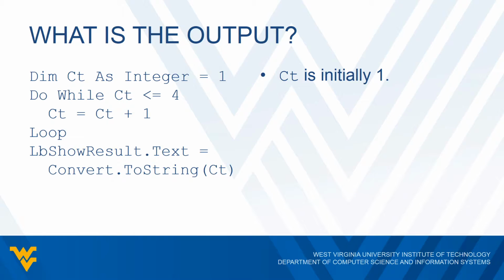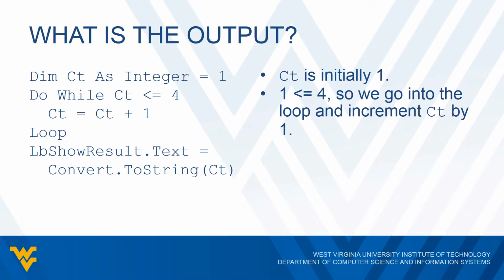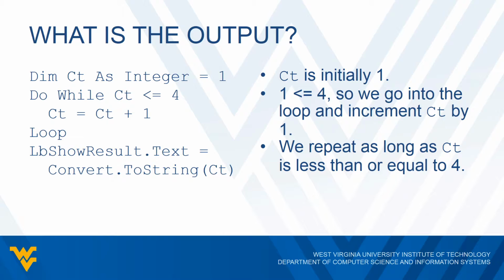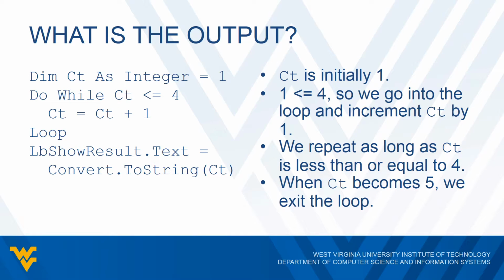As we mentioned, CT is initially 1. So let's check the condition the first time around. We have that 1 is less than or equal to 4. That is true, so we'll go into the loop and increment CT by 1. We're going to keep repeating this as long as CT is less than or equal to 4. When it gets to 4, 4 is less than or equal to 4, so we're good there. But when CT becomes 5, 5 is not less than or equal to 4. That's false, so we'll exit the loop, convert that to a string, and store that in our label text. So the output in this example is going to be 5.